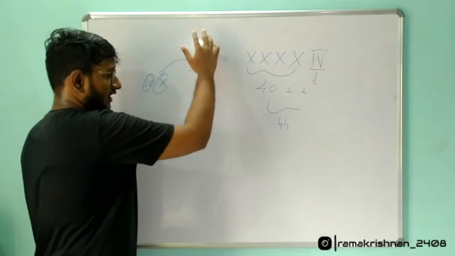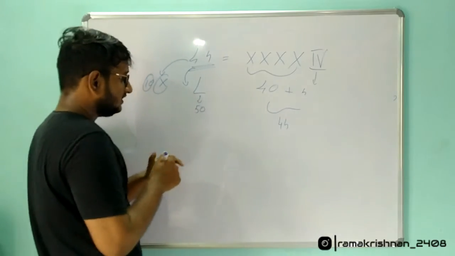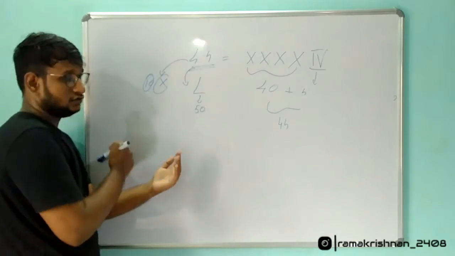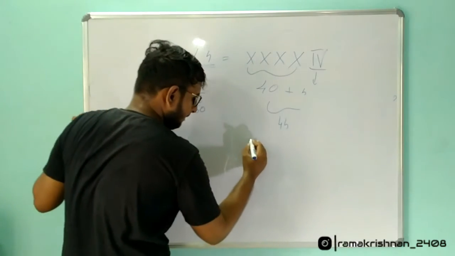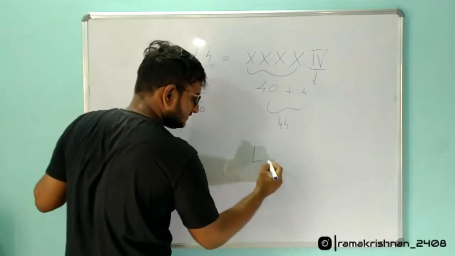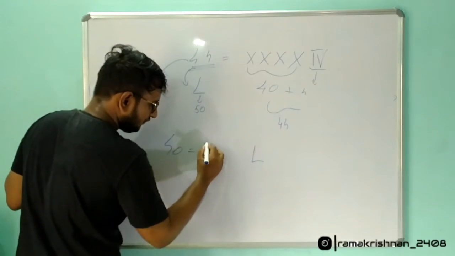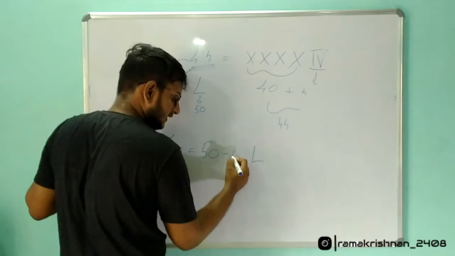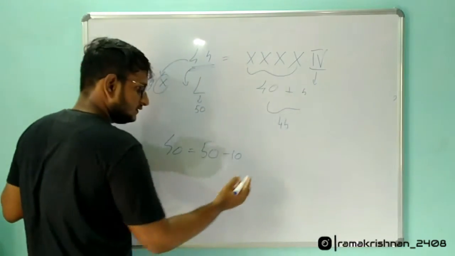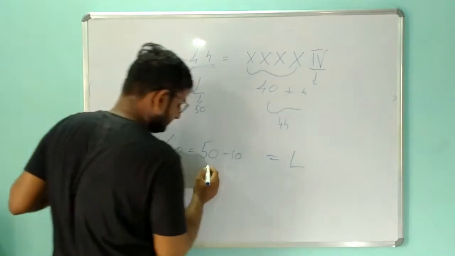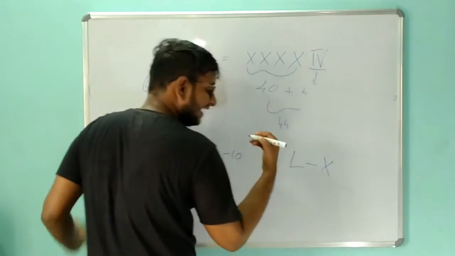So this is the tens place, and 40 in the tens place is closer to 50 rather than 10, so we are using L. We can represent 40 as L minus X, that is, 40 can be written as 50 minus 10, right? So we write 50 as L, then 10 as X. So we can write it like this.